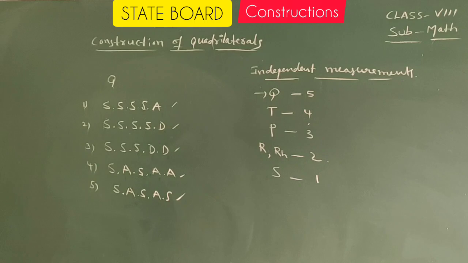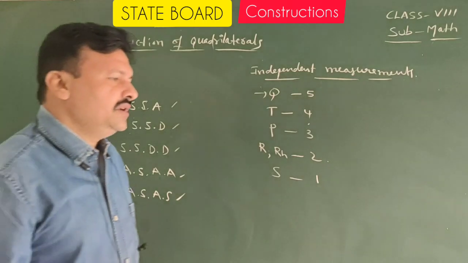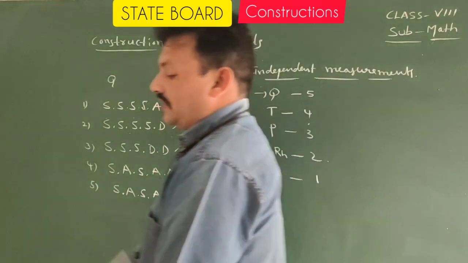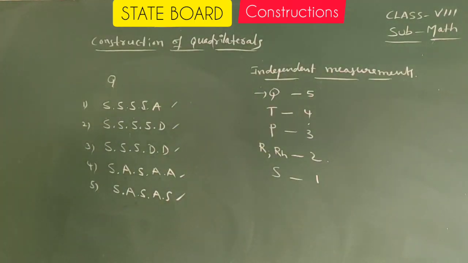I will show the construction of a quadrilateral with the help of one problem for one type of quadrilateral which were given in our textbook. Here we have 6 exercises in total. 6 exercises were given in our textbook. From these 6 exercises, I will explain briefly.